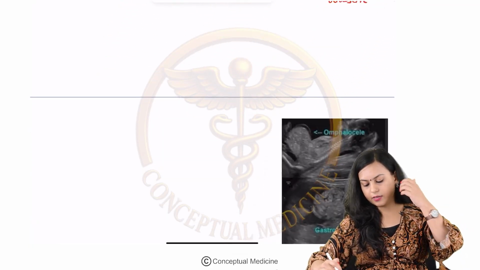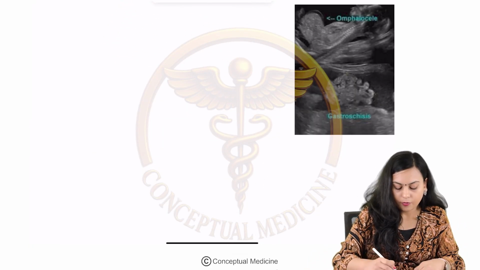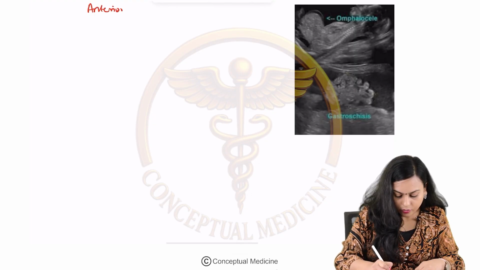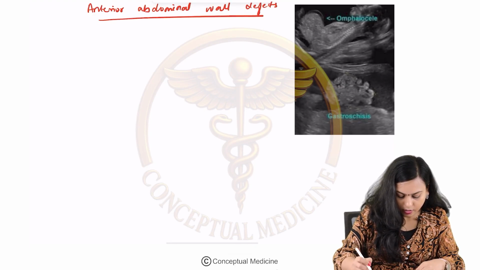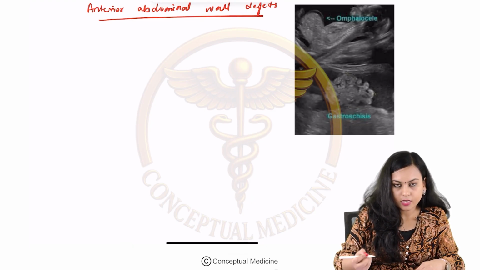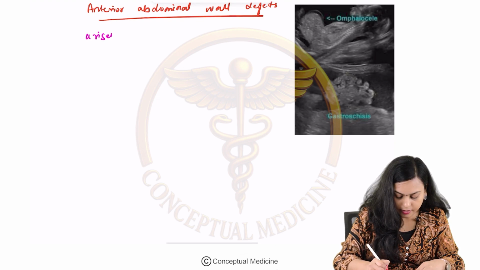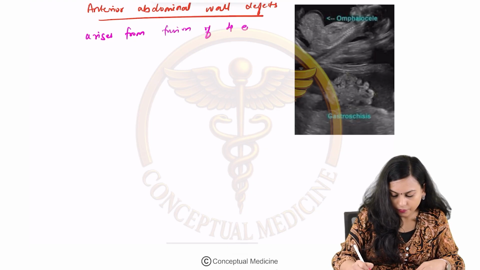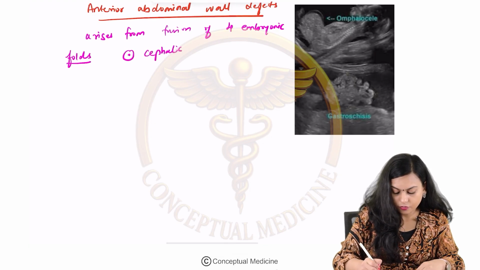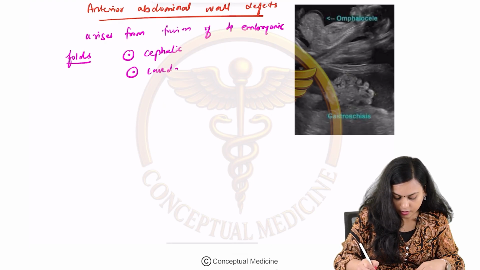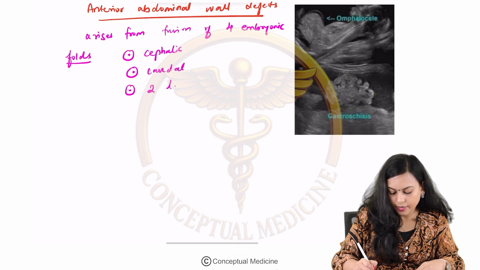Okay, so that is sacral agenesis. Also, I want you to add a point on anterior abdominal wall defects. See, usually the anterior abdominal wall arises from the fusion of 4 embryonic folds, namely a cephalic fold, a caudal fold, and 2 lateral folds.